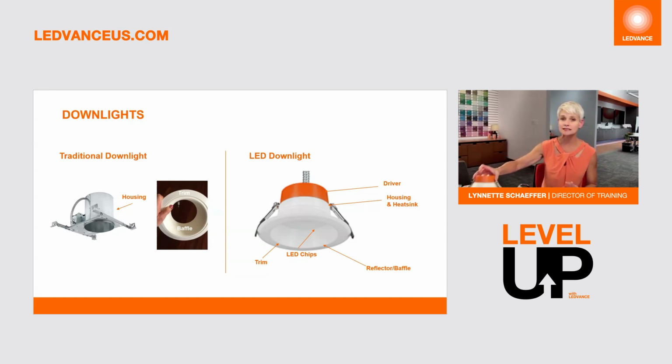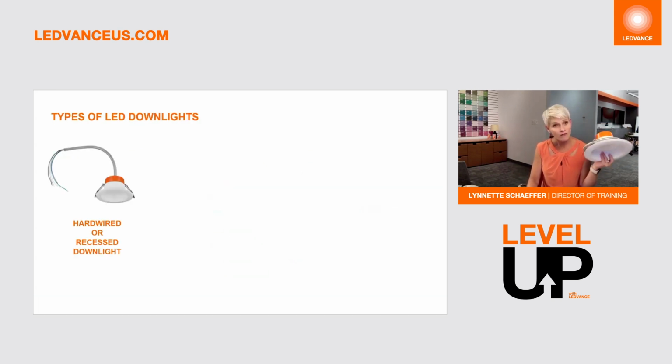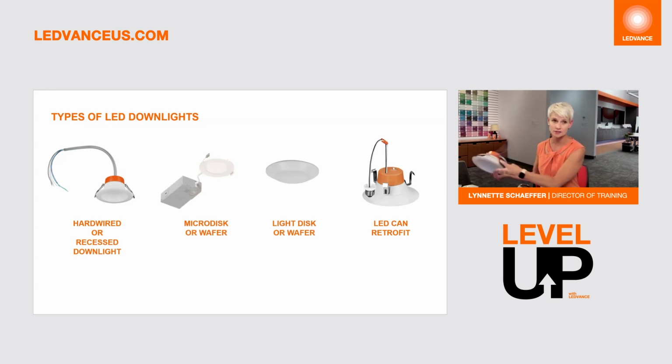So LED downlights, in many cases, come in one complete unit where the LED engine, the chips, the driver, everything is all part of the unit, and you don't have to worry about having multiple components. So that's a big difference between traditional downlights and LED downlights. Now, of course, not all LED downlights look like this one, okay? They can also take on a couple of different looks and a couple of different names as well.